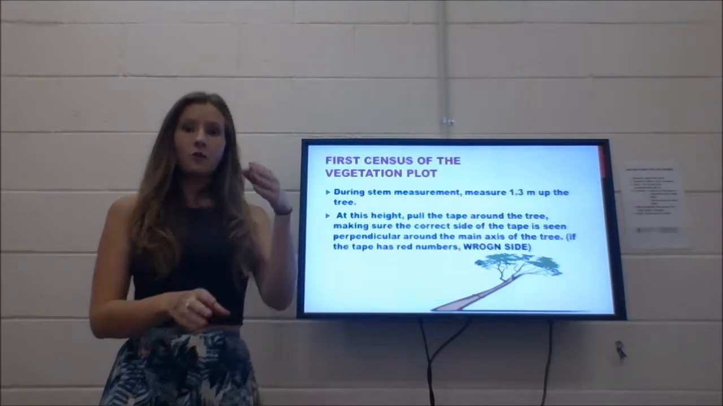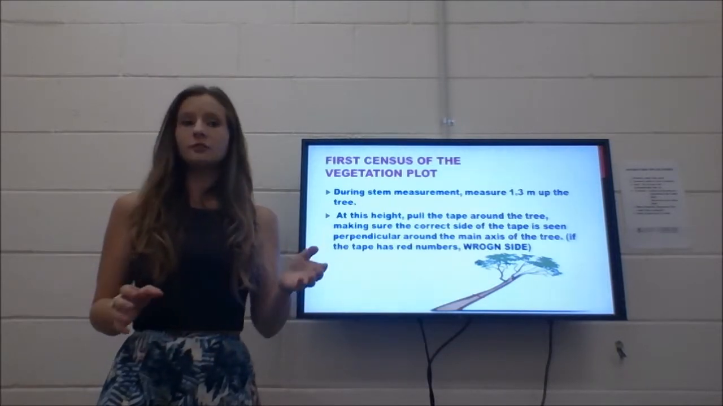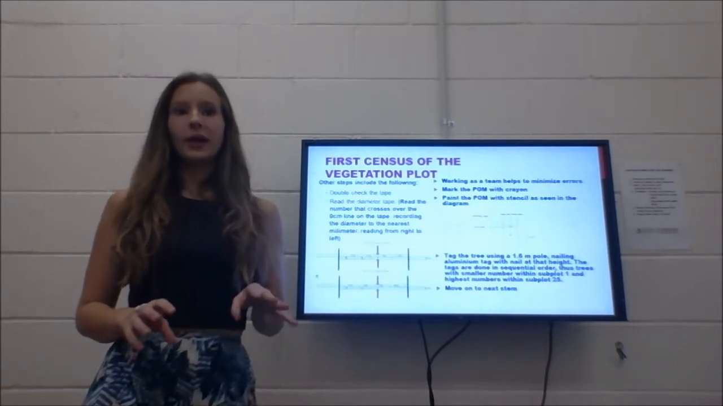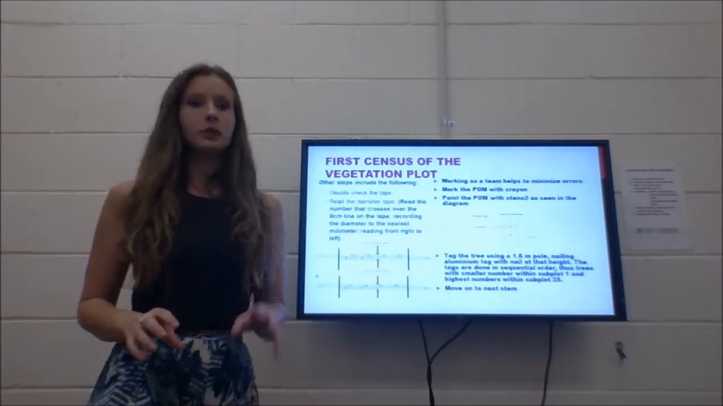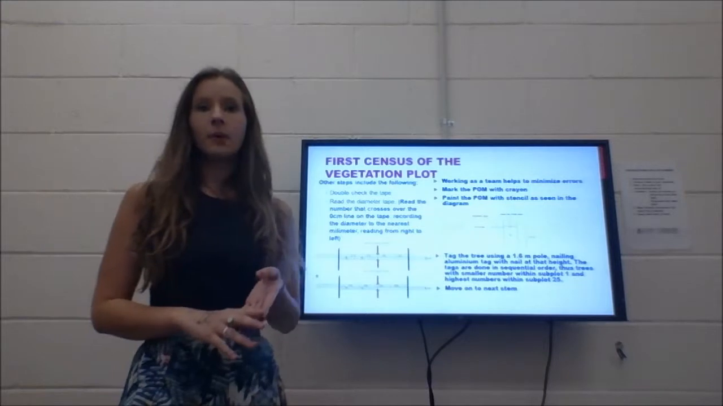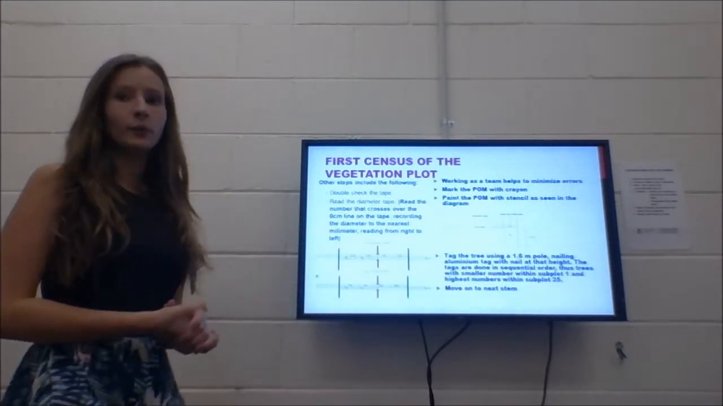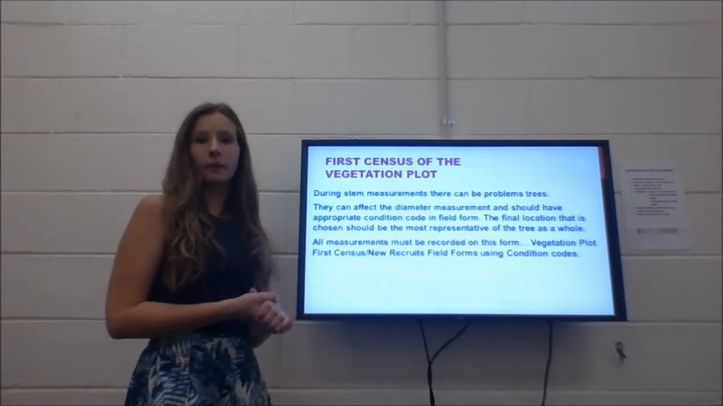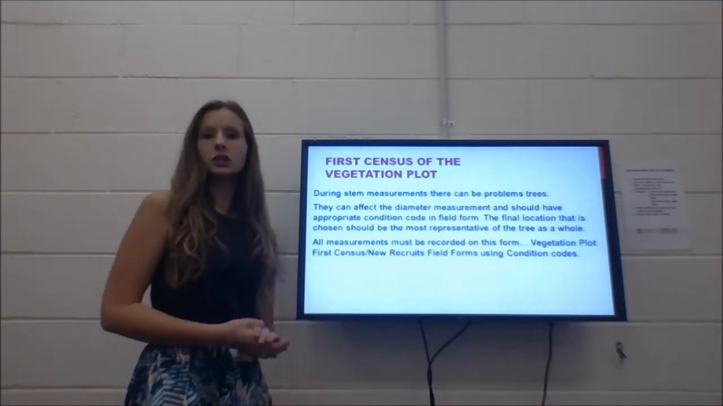Stems are measured at the height of 1.3 metres, clearing off any loose bark, moss or vines. The tape is shown perpendicular around the main axis of the tree, and other steps include recording the diameter, marking the POM, and placing a tag in the tree at 1.6 metres. Problem trees can have irregularities which can affect the diameter measurement and should have a proper condition code within the field form.